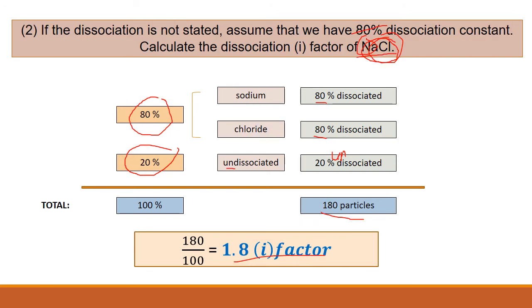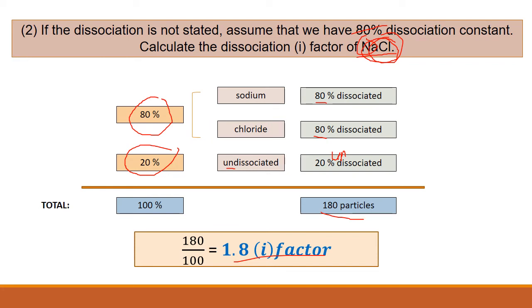Dissociation factor. Next, if the dissociation is not stated, assume that we have 80% dissociation constant. So if the problem does not talk about percent dissociation, then we are going to assume it is 80%. Remember that for your board exam. If the board exam question does not talk about dissociation percentage, then we have to assume that it is 80% dissociation constant. So, calculate the dissociation factor of our sodium chloride.